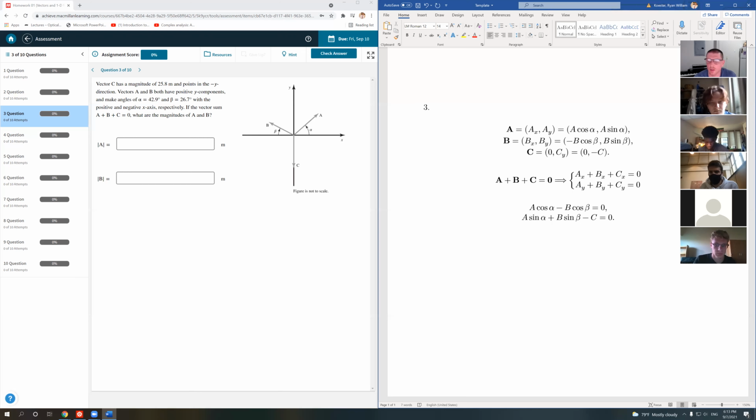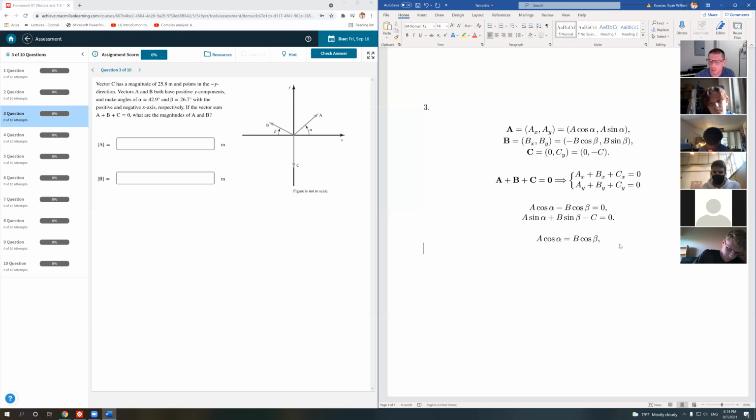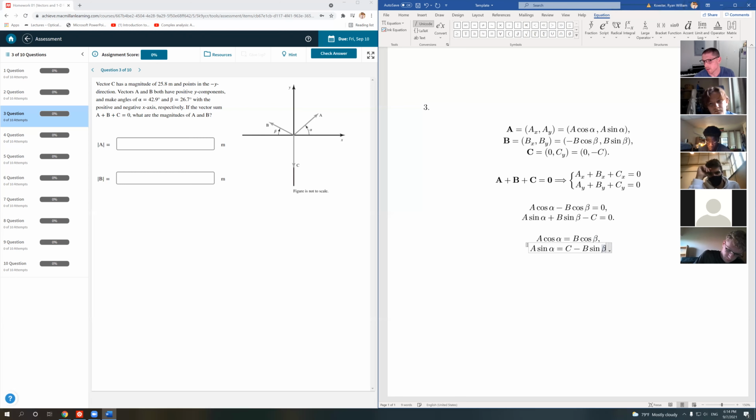I'll show you the simplest way to go about this. We would solve these two equations for the terms involving A. So for the X one, I just get A cosine alpha equals B cosine beta, right? That's one step. We just add B cosine beta to both sides. The other one is going to give us A sine alpha equals C minus B sine beta, right?